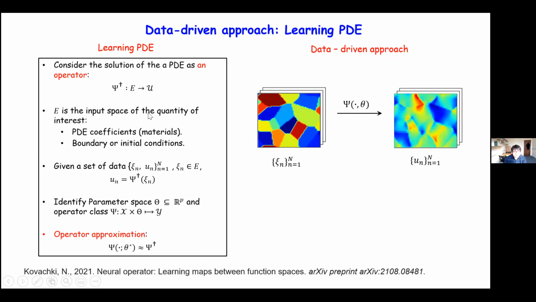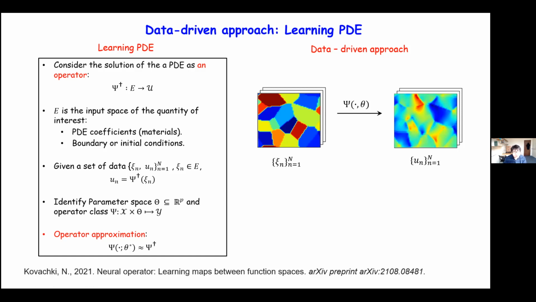E would be the input space of quantity of interest. It can be the coefficients or the materials, or it can be the boundary or initial conditions, or it can be both. So this E is basically the input function space of quantity of interest. And this U is, of course, our output space of QI. Usually it's displacement, but that doesn't need to be that. It can be strain, it can be stress, whatsoever.